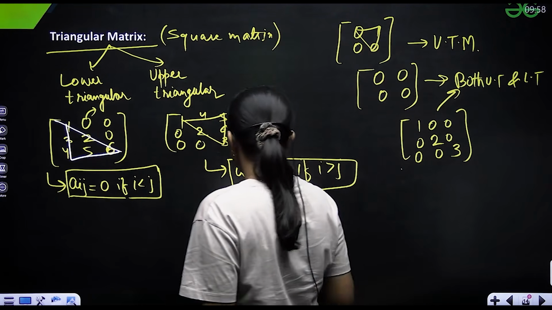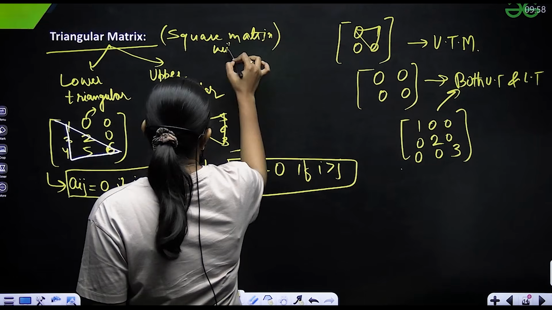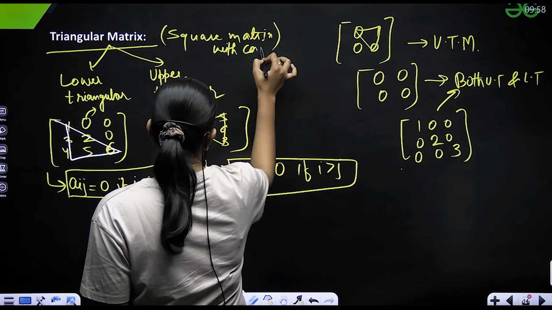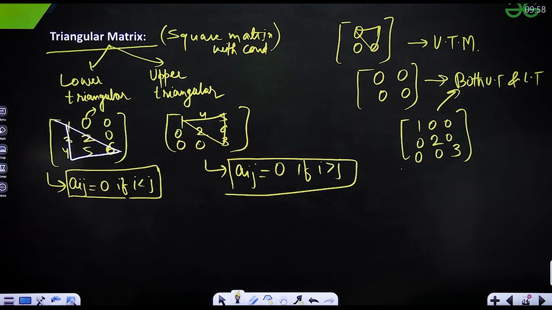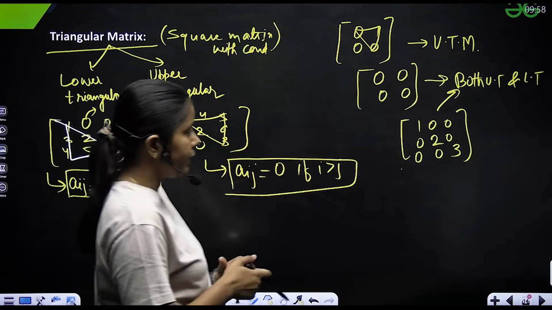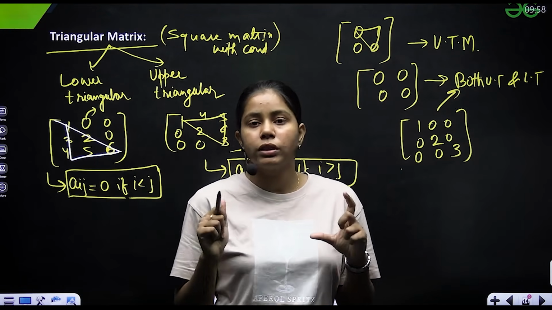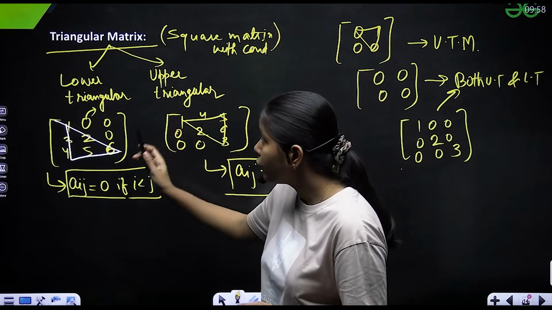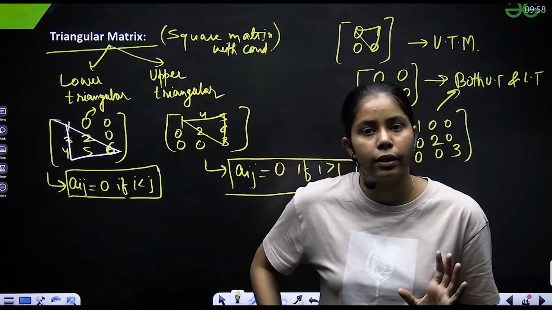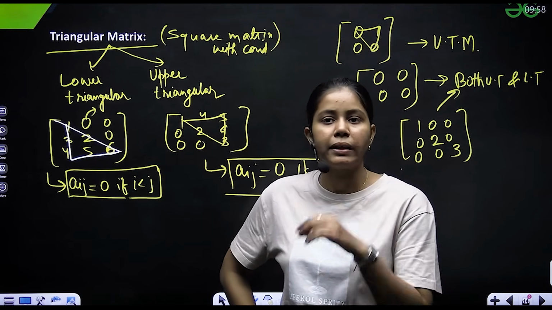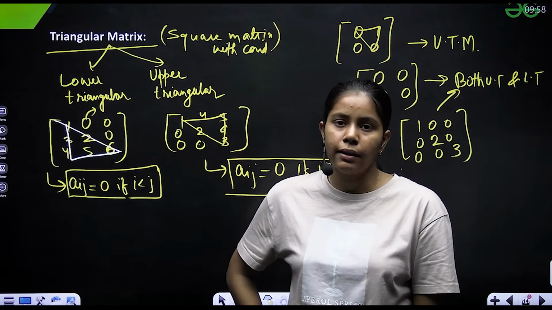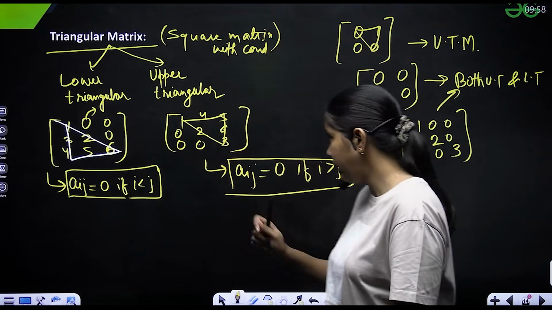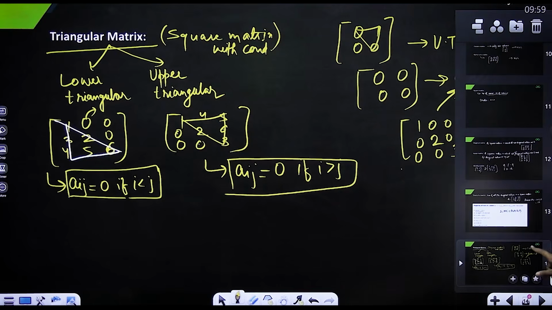Triangular matrix is a square matrix with conditions, and the conditions are these individually, right? So that's how we define our triangular matrix. One more thing you can see here: if you take the transpose of a lower triangular matrix, you get an upper triangular matrix, and if you take the transpose of an upper triangular matrix, you get a lower triangular matrix, right?